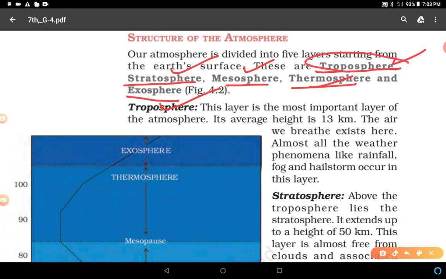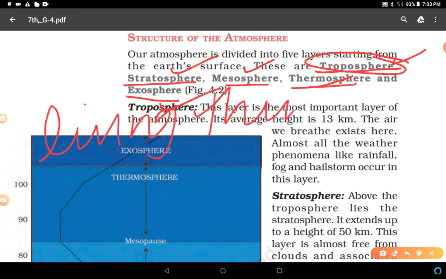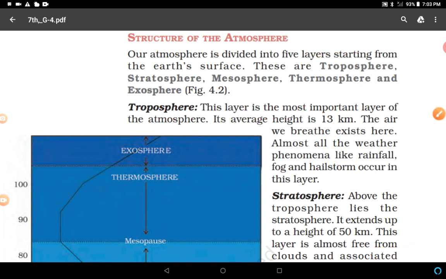Number 1, troposphere. It is the closest to the land surface. This layer is the most important layer of the atmosphere because it is also known as the living things sphere. Clear? Because life is possible in this sphere. Its average height is 13 kilometer. The air we breathe exists here.